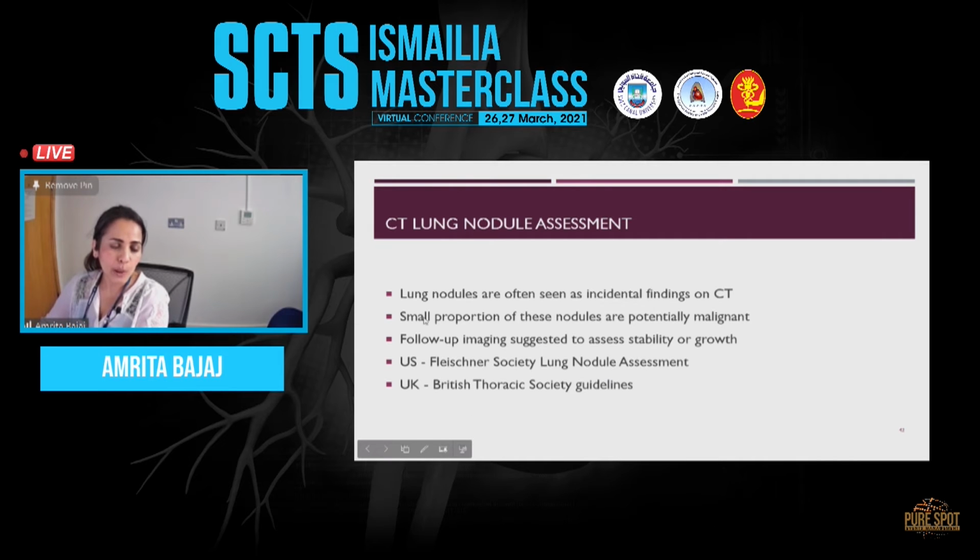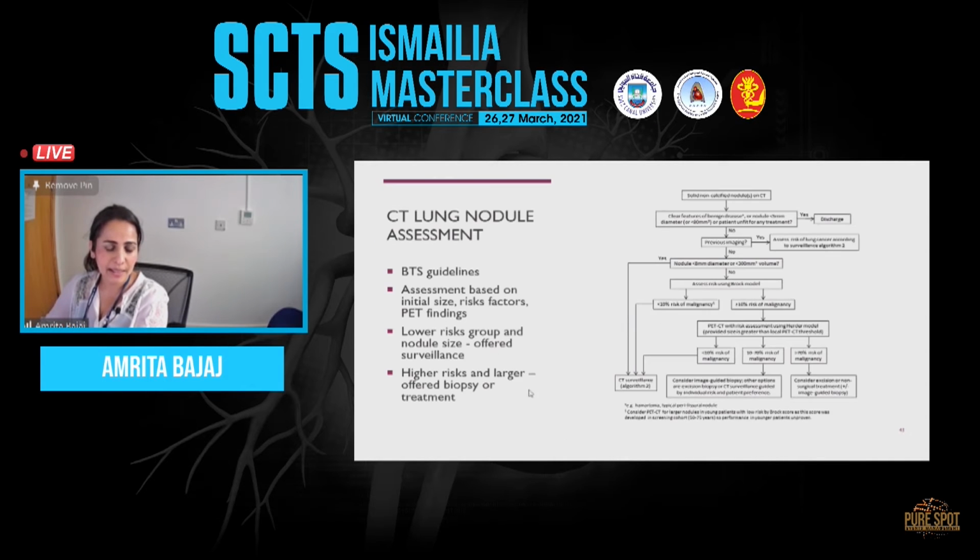And the way we follow them up is, again, the accepted local UK guidelines are the BTS guidelines, which are very similar to the Fleischner Society guidelines. Again, I don't want to bore you with this very busy slide, but the ultimate aim with any lung nodule is to really assess size. And the second thing, the risk, which is done by something called the Brock model. It's pretty straightforward. For the lower risk groups and very small sizes, we use the serial cutoffs there, and we offer surveillance.